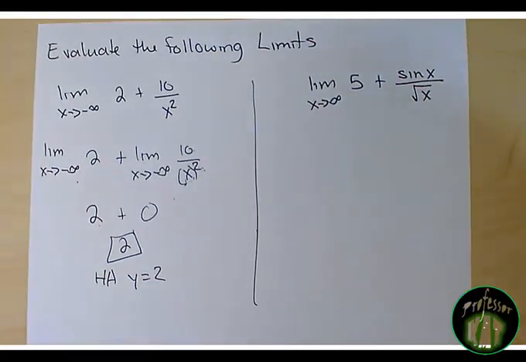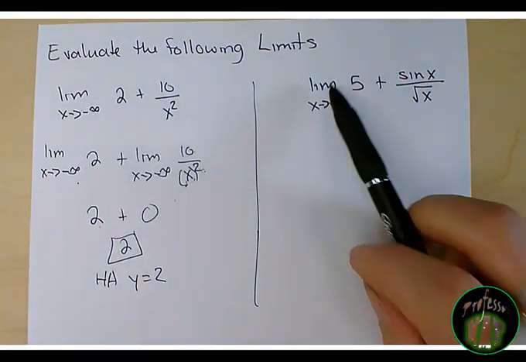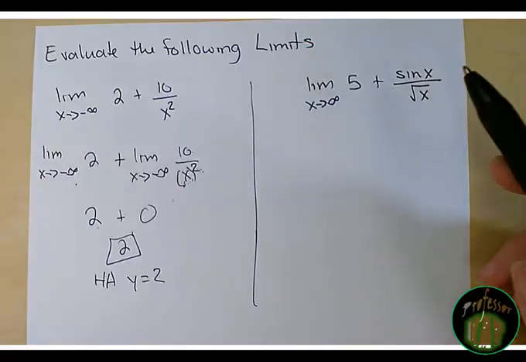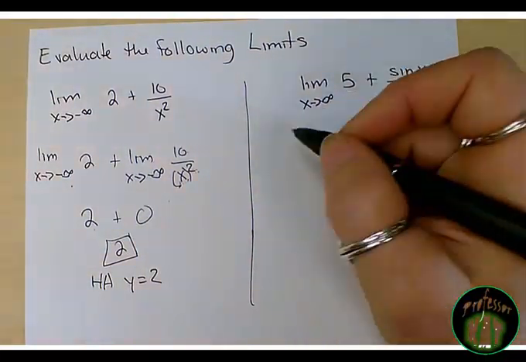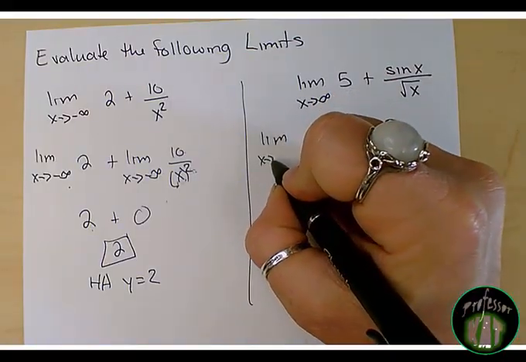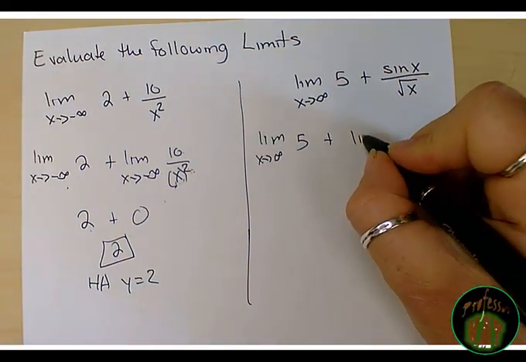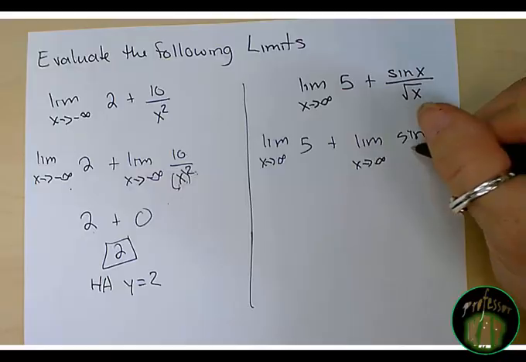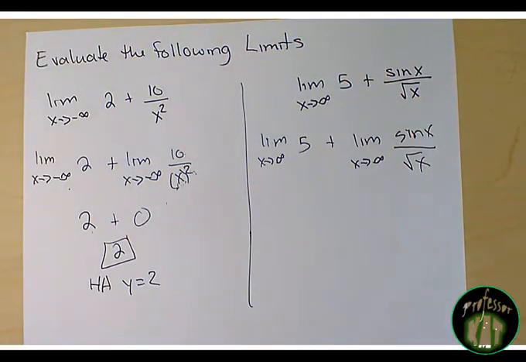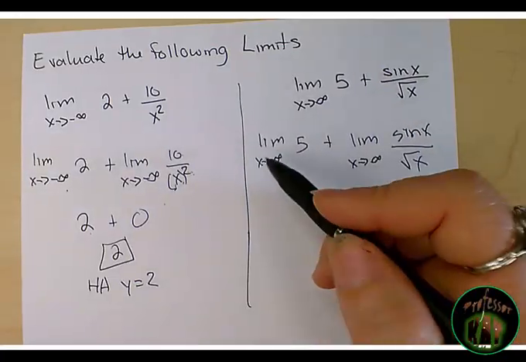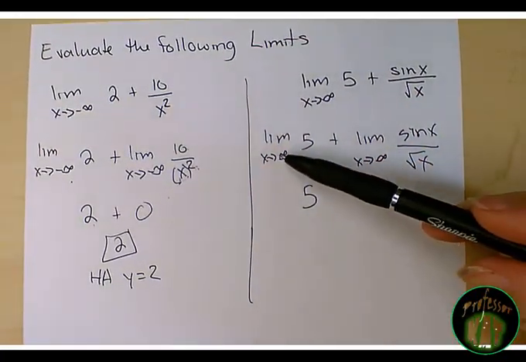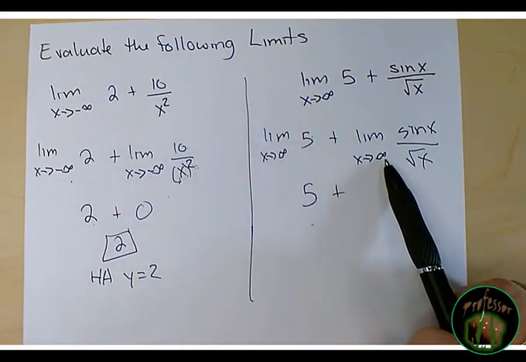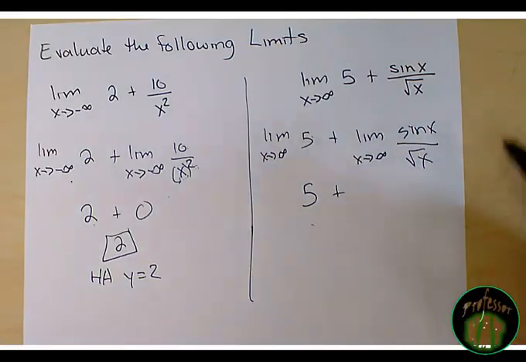So let's take a look at another example that's very similar. We're going to look at the limit as x approaches infinity of 5 plus sine x over the square root of x. Limit laws say that we can do the limit as x approaches infinity of 5 plus the limit as x approaches positive infinity of sine x over the square root of x. Same thing, the limit of a constant is that constant. So the limit as x approaches infinity of 5 is 5, plus the limit as x approaches infinity of sine x over the square root of x.